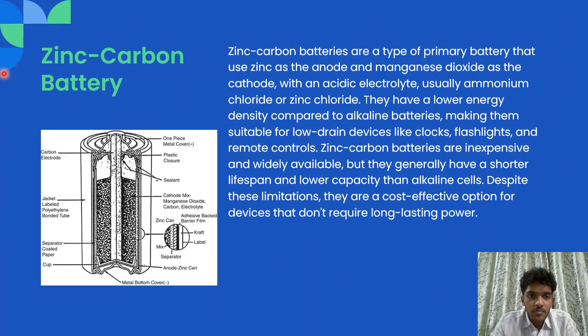Zinc carbon batteries. These are the most elementary types of primary batteries present in today's world. Zinc carbon batteries are a type of primary battery that use zinc as the anode and manganese dioxide as the cathode, as well as the acidic electrolyte, usually ammonium chloride or zinc chloride. They have lower energy density compared to alkaline batteries, making them suitable for low drain devices like clocks, flashlights, or remote controls. These are inexpensive and widely available in today's world, but they generally have a shorter lifespan and lower capacity than alkaline cells. Despite these limitations, they're a cost-effective option for devices that don't require long-lasting power.